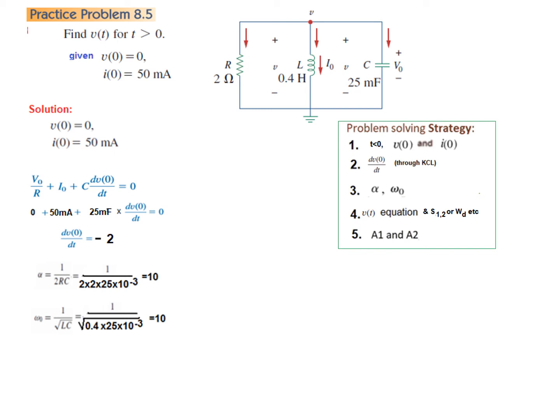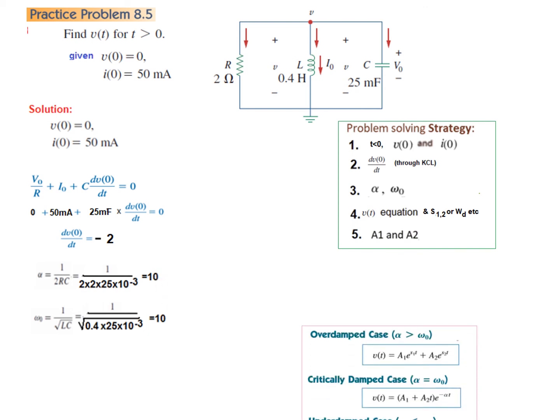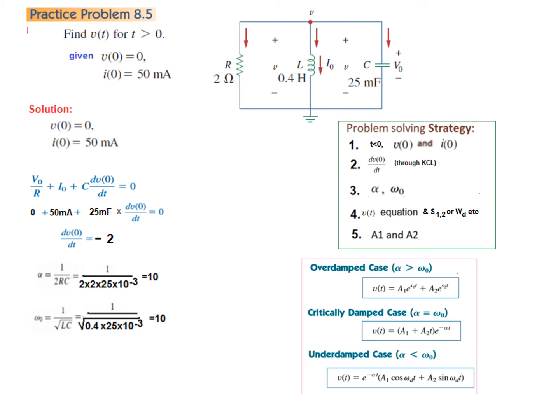And now we find the third term here, alpha and omega. Putting in the values, we get alpha to be 10 and omega also to be 10. Now I am sure you can quickly guess that since both alpha and omega are equal, this is a critically damped condition, and so for the critically damped condition we will select this equation. Okay, so this is the equation for the critically damped case, and now we put the value of alpha, 10, to get the general equation.